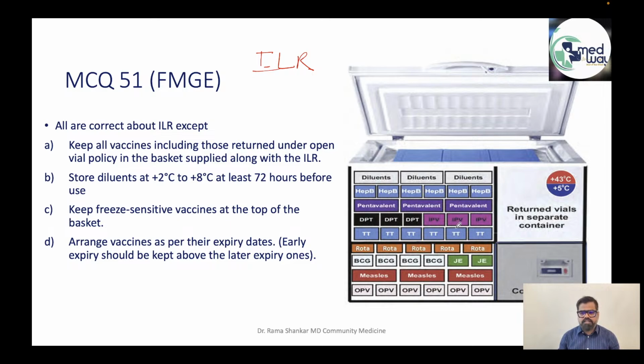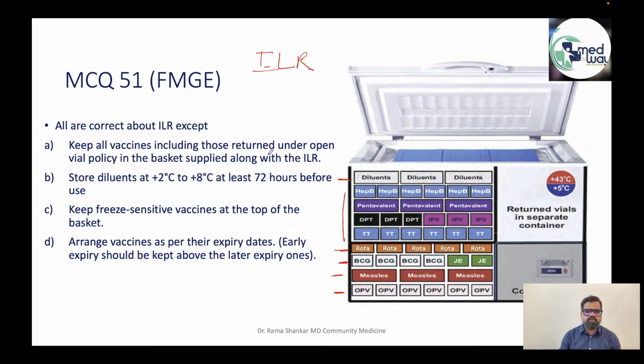Now you see the pattern of storing the vaccine. All heat sensitive vaccines are stored from the bottom, OPV, measles, BCG, and all freeze sensitive vaccines are kept above, and diluent is kept just above. So this is the pattern of keeping the vaccine. All are correct about ILR.